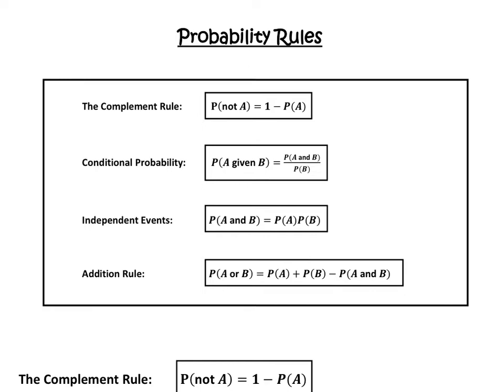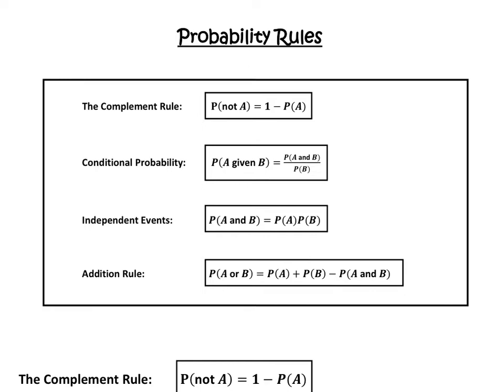So, for example, let's just say the probability that it was going to rain today is 1/4. Then the probability that it's not going to rain today would be 3/4, because altogether, if you add those up, that would be 4/4, and it would make up 1 whole.